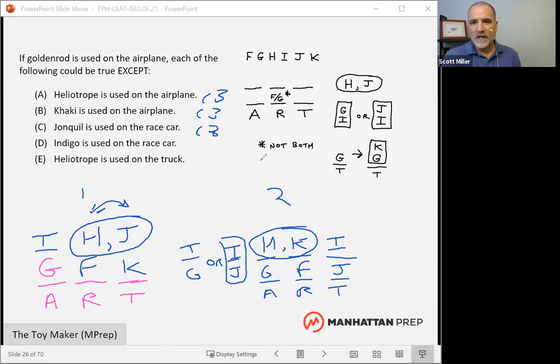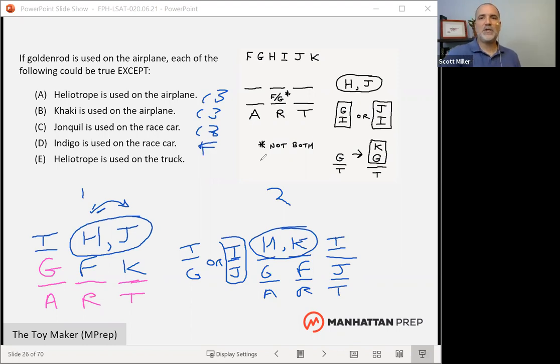Continuing right along, indigo is used on the race car. Bueller, that's an old movie. Maybe you never saw it, so we won't worry about it. But I don't have on either diagram 1 or diagram 2 indigo used with the race car. Indigo is either with the airplane in diagram 1 or with the truck in diagram 2. So that means that's false.